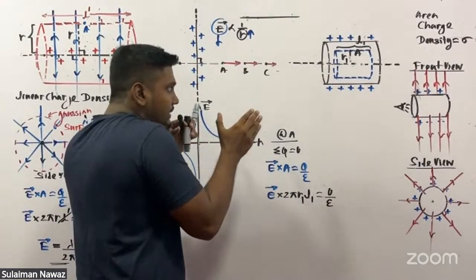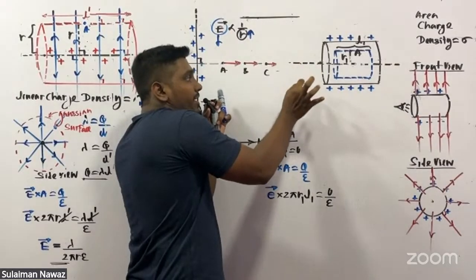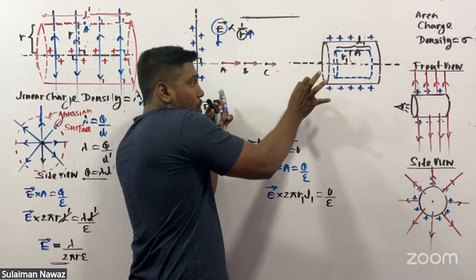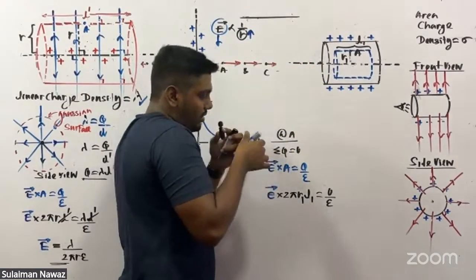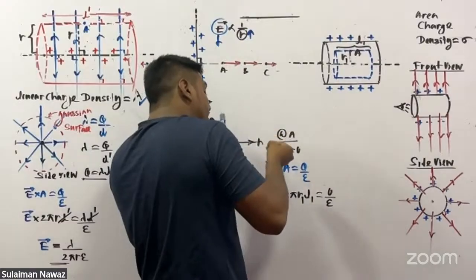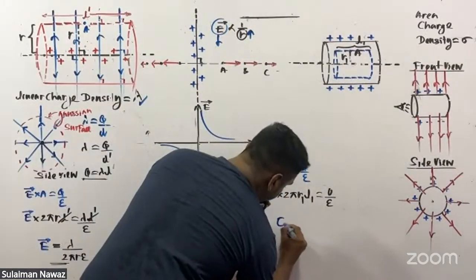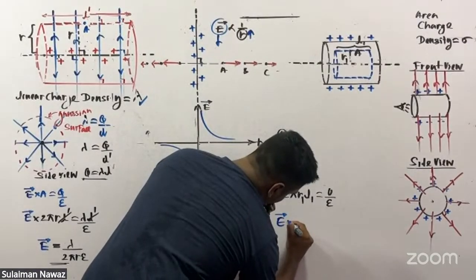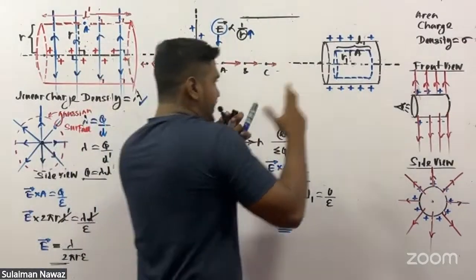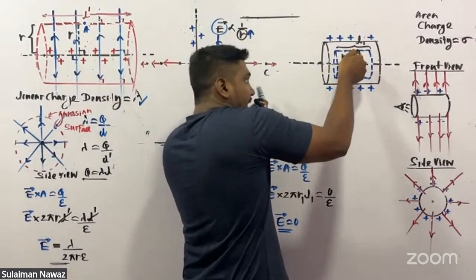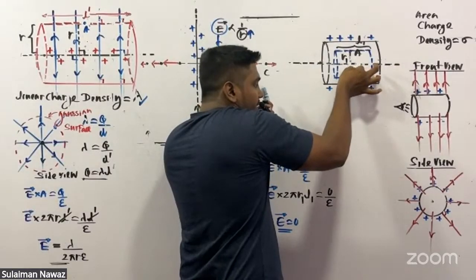Then we realize that if it is a conductive hollow cylinder, at any point inside the conductive hollow cylinder, the electric field intensity is going to be 0. That is an important result. It doesn't matter whatever the point inside the cylinder, the electric field intensity is going to be 0.